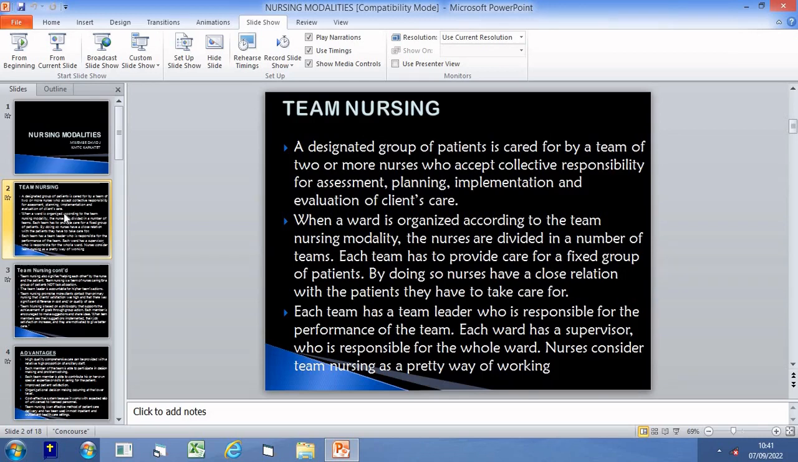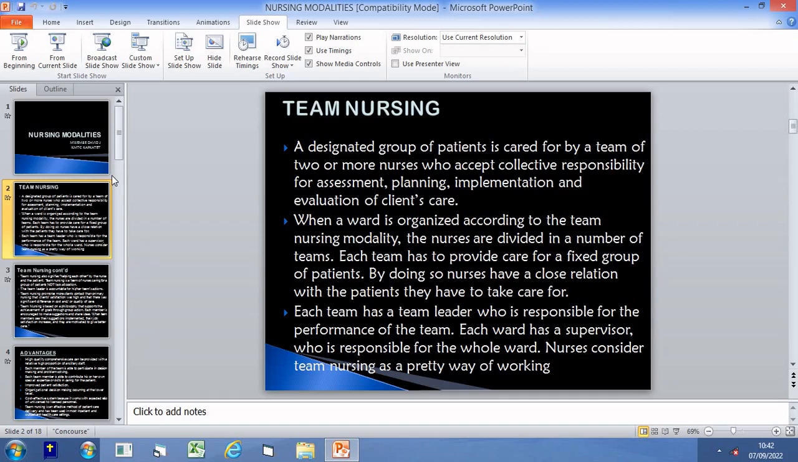So let's look at team nursing, which we'll define as a type of nursing care model where a group of patients is cared for by a team of 2 or more nurses. That is all about it. But more importantly, they will take responsibility for the actions. Whatever they do, the reporting, they're the ones who do the assessment, the planning of care, they implement their plan of care, and also they evaluate patient outcomes.